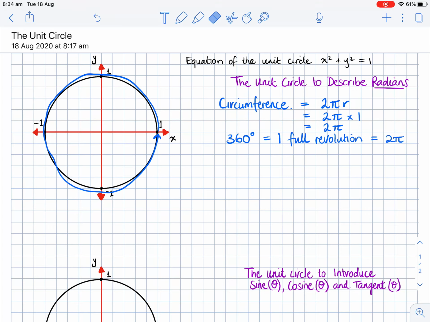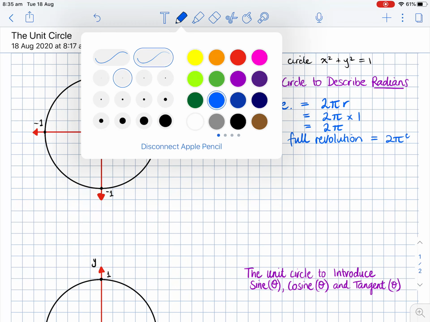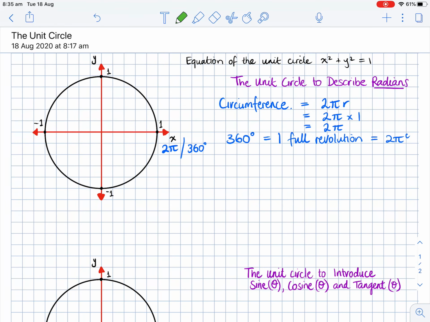2 pi radians with a little c. So one full revolution is 2 pi. We can say it's 2 pi, or we could say it's 360 degrees. They're the same thing. So really logically then, if I want to do half of a circle instead of a full circle, let's change the colour, let's use green. If I want half of a circle, then I can just halve both those parts.